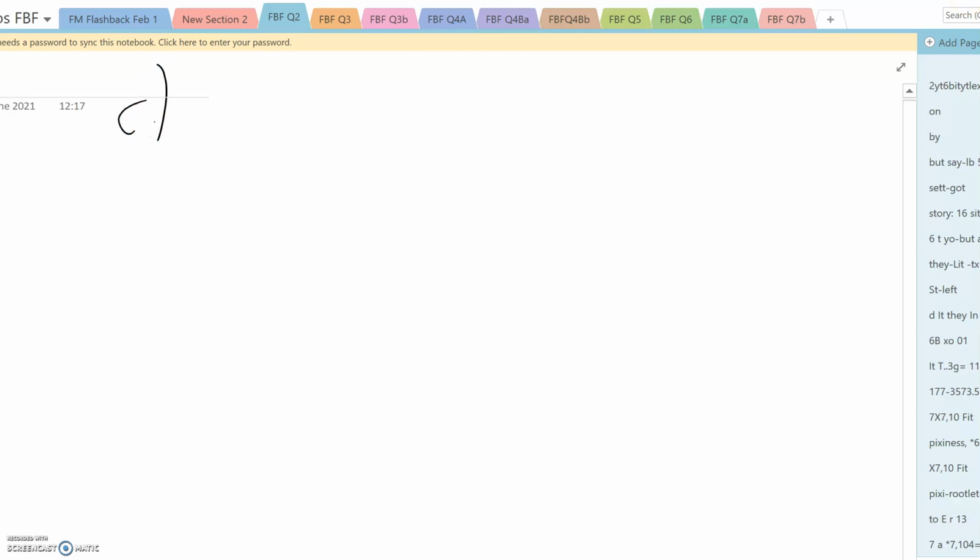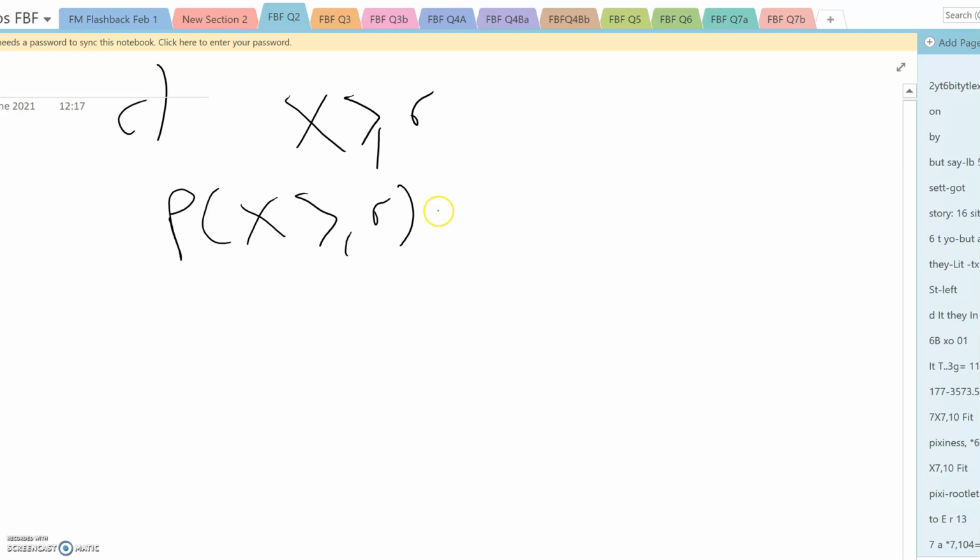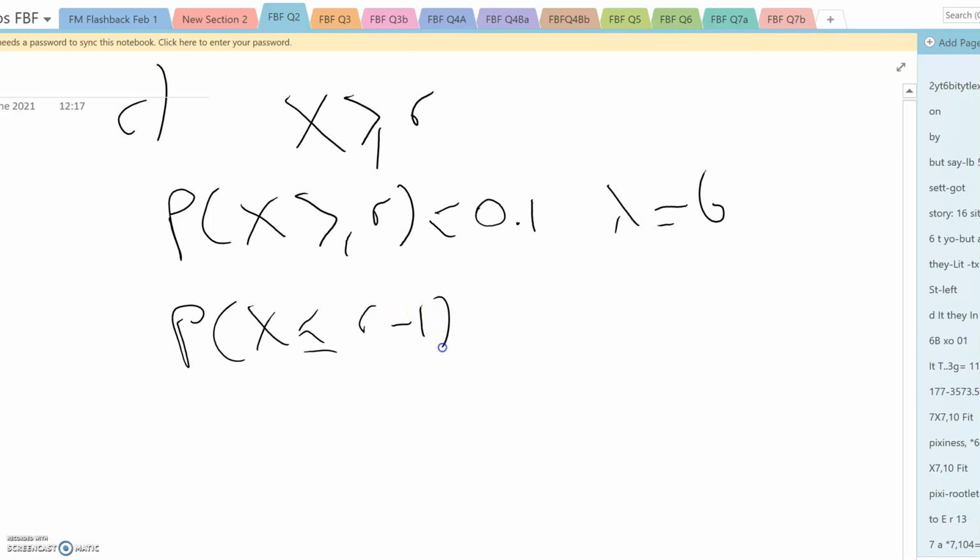Part C. The critical region is x greater than or equal to r. And we want to find the probability of a type 1 error. And we're saying that the probability x greater than or equal to r is going to be less than 0.1, and that's going to happen when lambda is 6. And that's the same as saying x is less than or equal to r minus 1 when lambda is 6. And that probability is greater than 0.9.